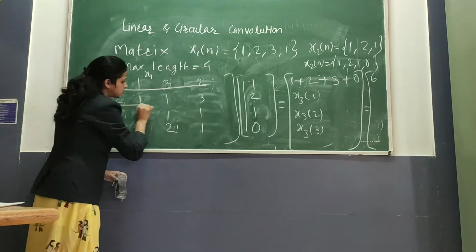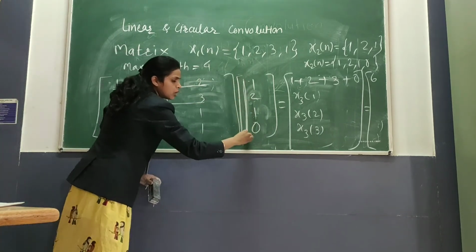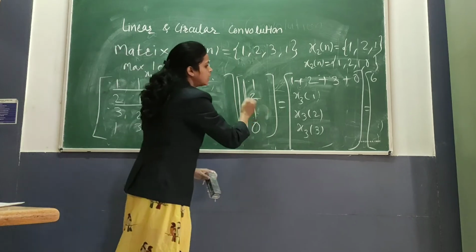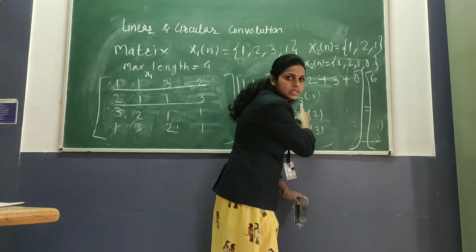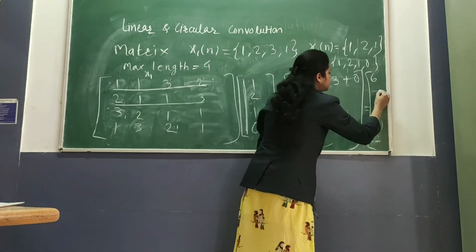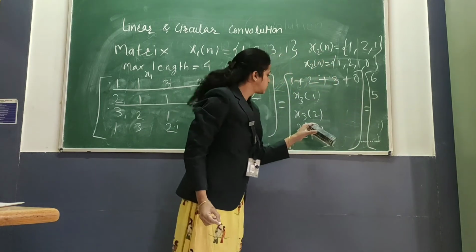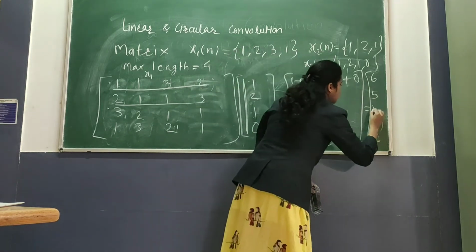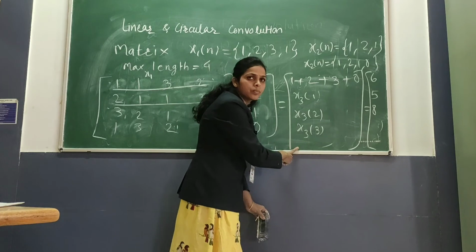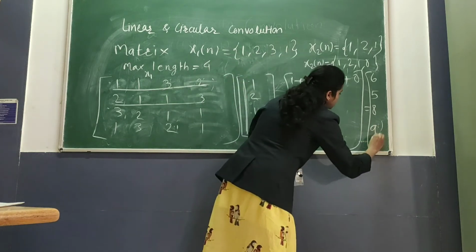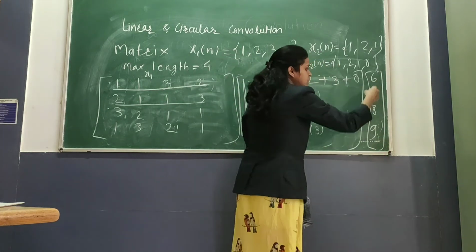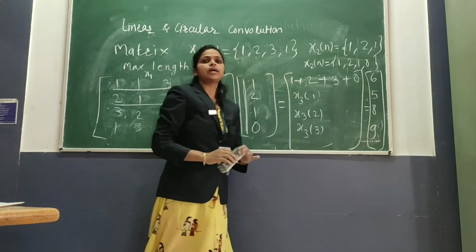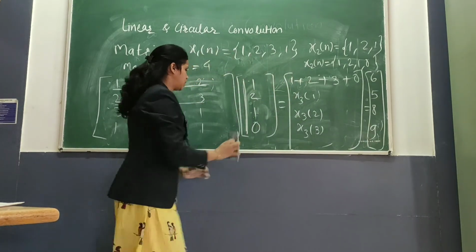Matrix multiplication of the second row with this column. So by calculating, we will get x3 of 1 as 5, x3 of 2 as 8 and x3 of 3 as 9. So 6, 5, 8, 9 is the answer for circular convolution.